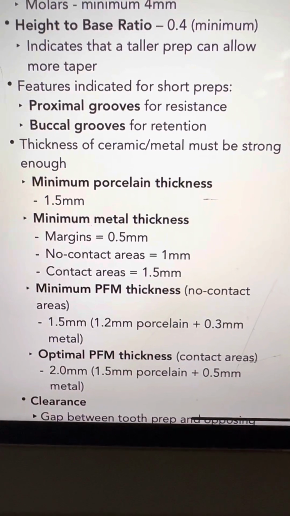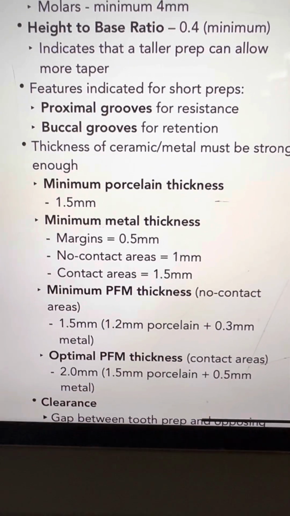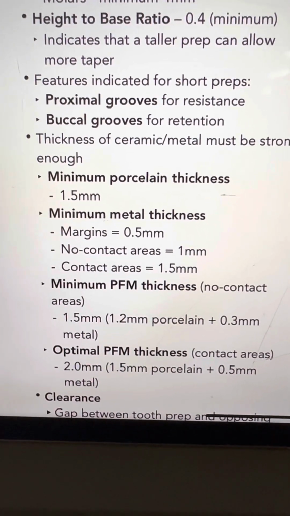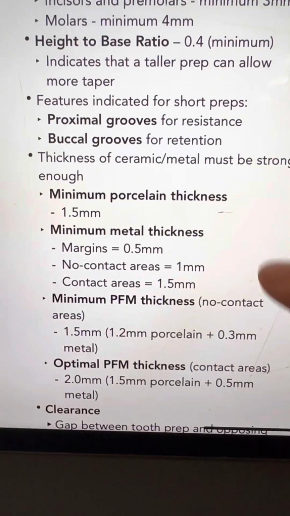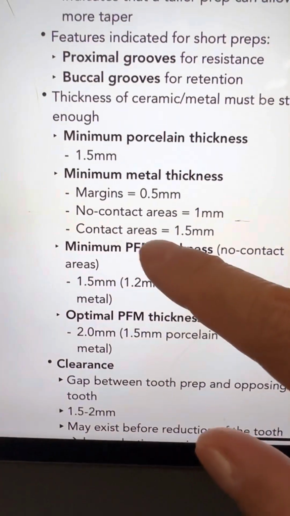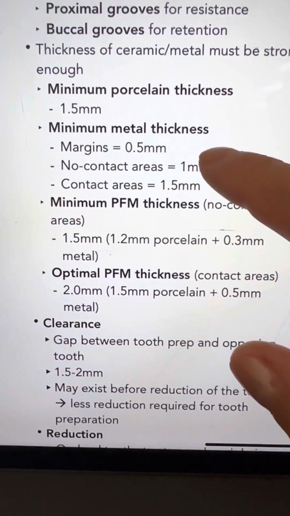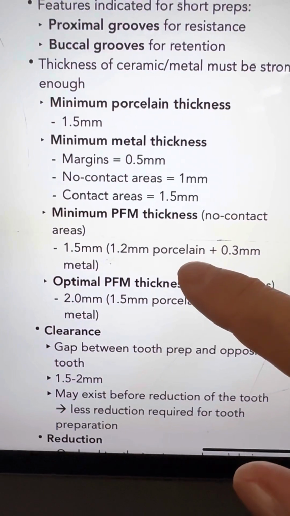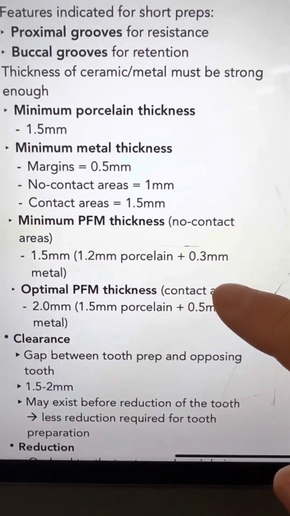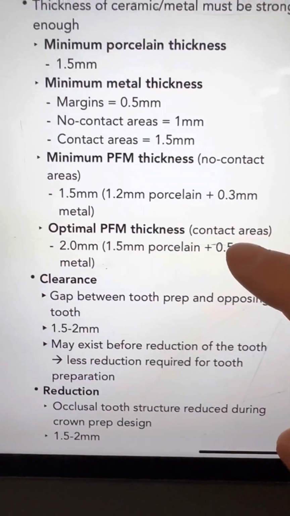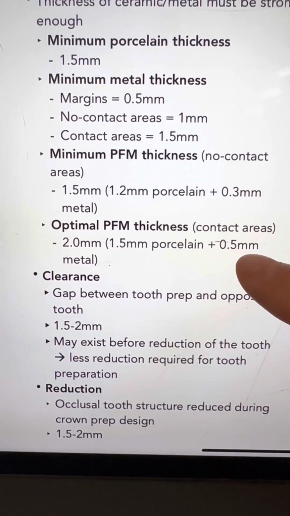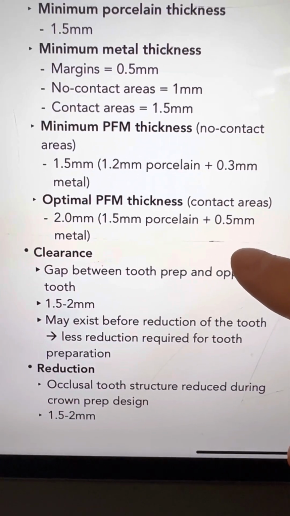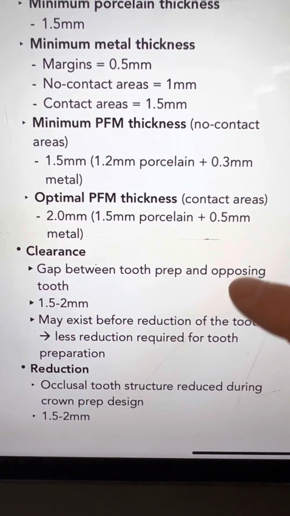minimum metal thickness at margin 0.5 mm, no contact areas 1 mm, contact areas 1.5 mm. Minimum PFM thickness, no contact areas: 1.5 mm, 1.2 mm for porcelain and 0.3 mm for metal. Optimal PFM thickness, contact areas: 2 mm, 1.5 mm for porcelain, 0.5 mm metal.